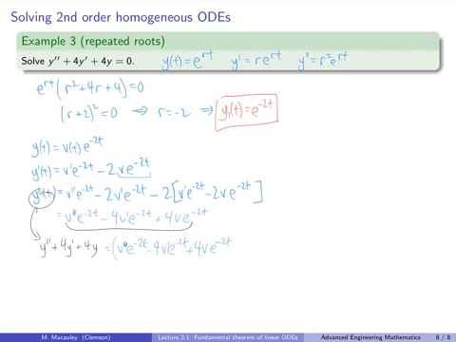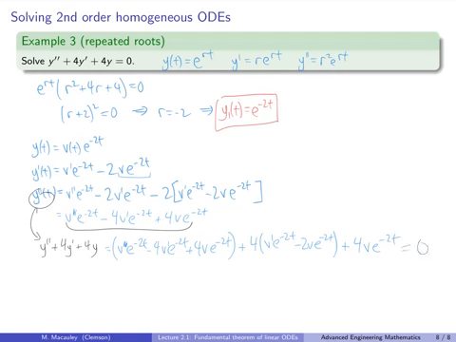Okay, my next term is plus 4y prime, so plus 4 times this guy. So 4 times v prime e to the minus 2t minus 2v e to the minus 2t. And finally, plus 4y, or 4 of these guys, plus 4v e to the minus 2t. And this whole thing equals 0.